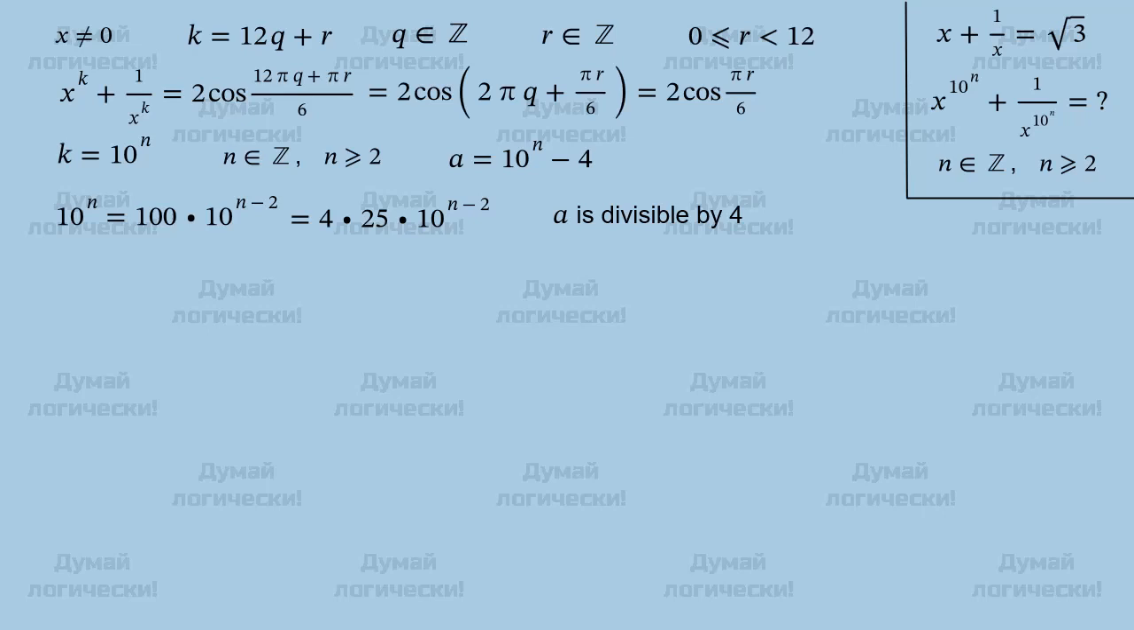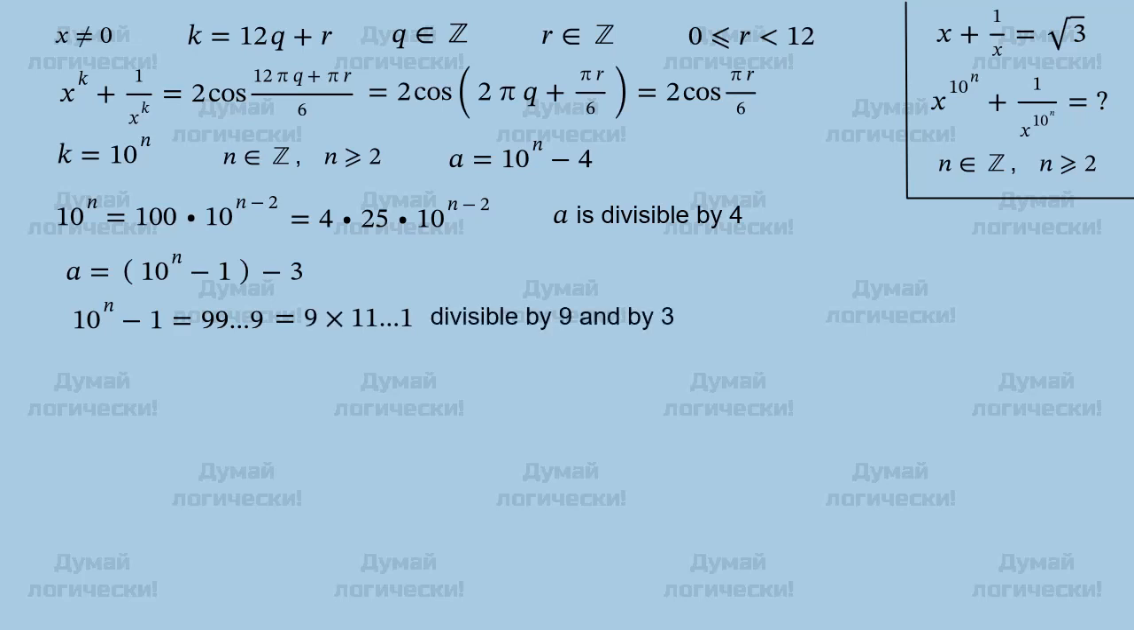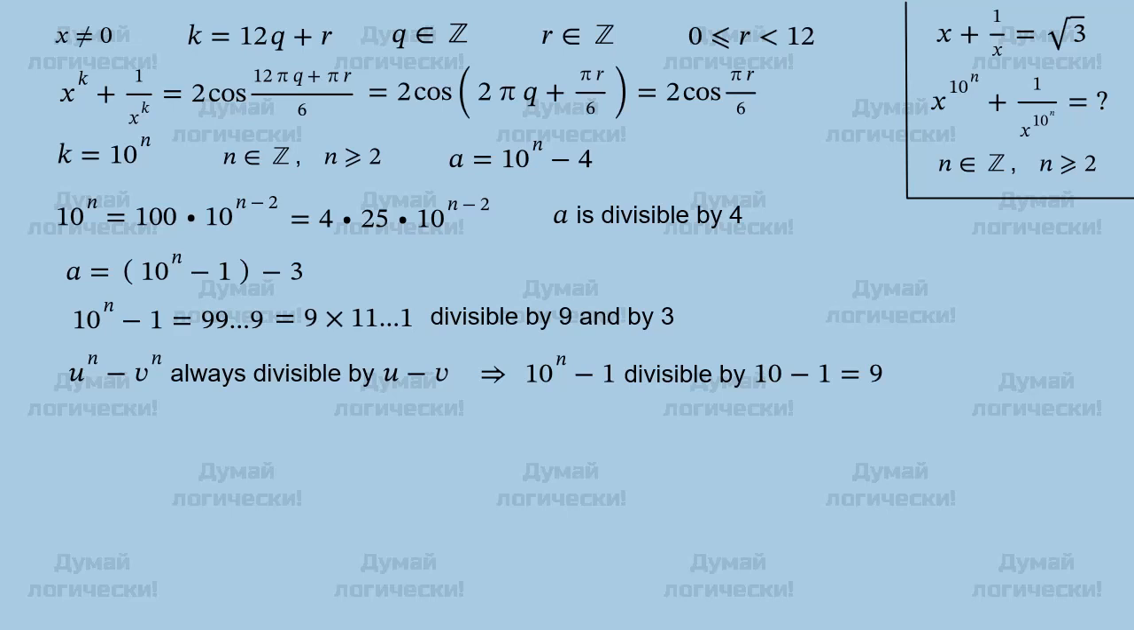To prove divisibility by 3, we express a as 10 to the power of n minus 1, then minus 3. We know that the number 1 less than 10 to the power of n is written with n nines. Such a number is obviously divisible by 9 and therefore by 3. Or, in a different way, since u to the power of n minus v to the power of n is always divisible by u minus v, then in particular 10 to the power of n minus 1 is divisible by 10 minus 1, which is 9.